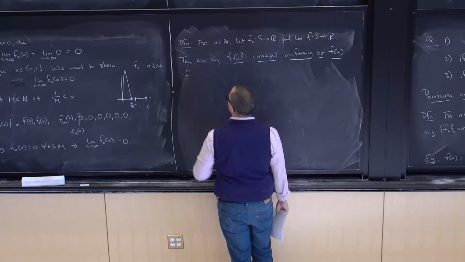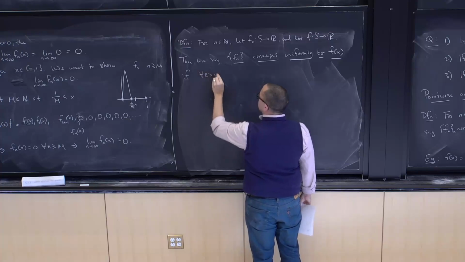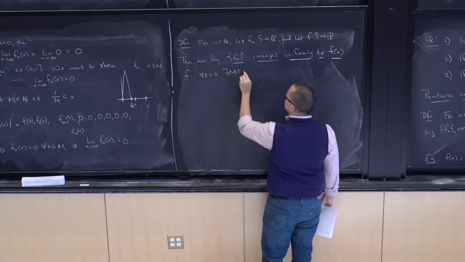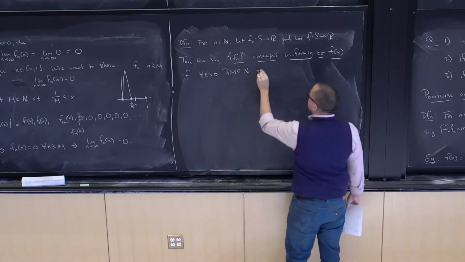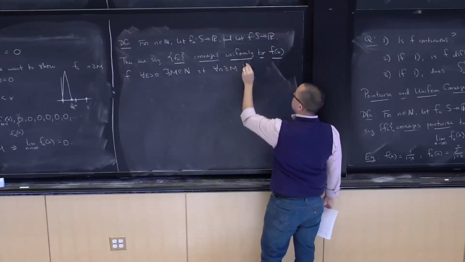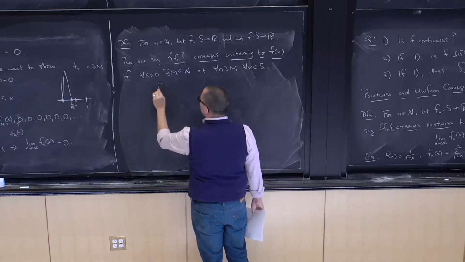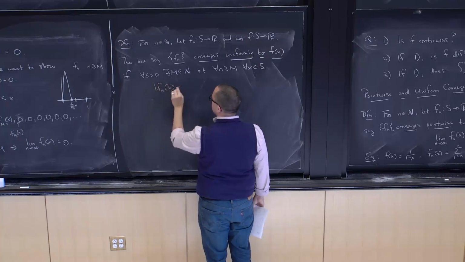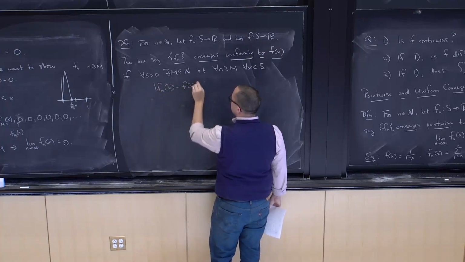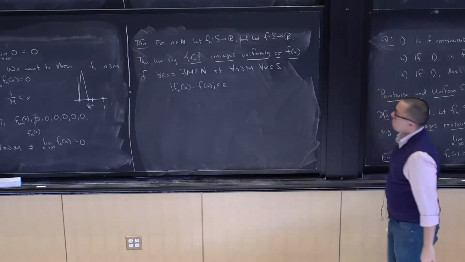The definition is, now we have an epsilon-M statement: for all epsilon positive, there exists an M, a natural number, such that for all n bigger than or equal to M, for all x in S, the absolute value of fn of x minus f of x is less than epsilon.